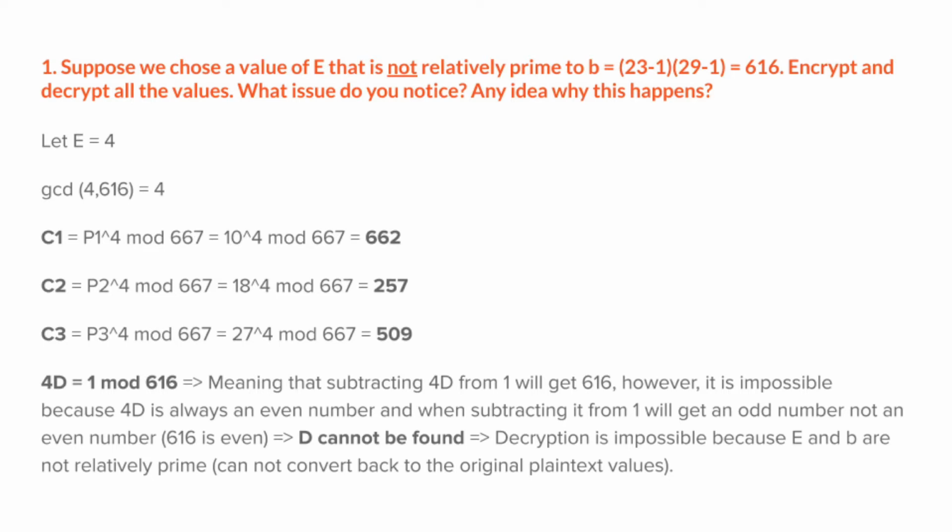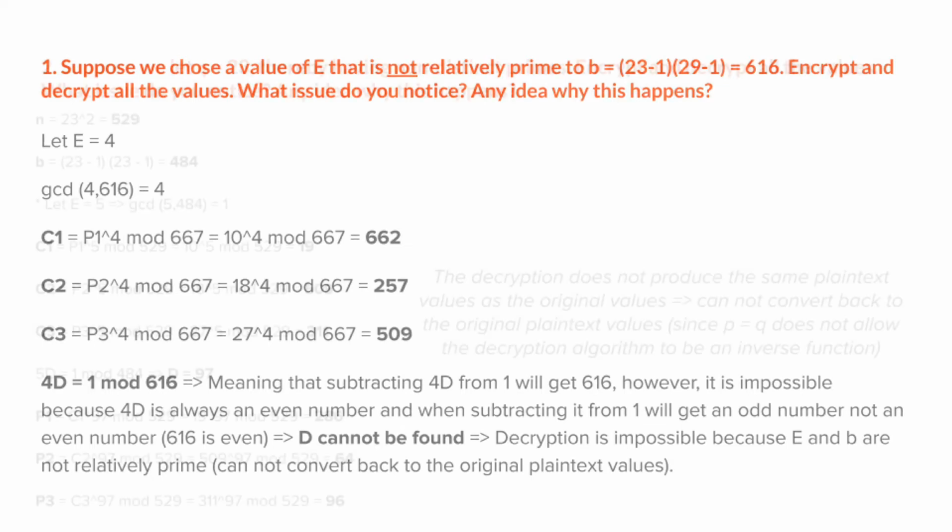Now, why is this? The equation to calculate D, E times D is equal to 1 mod B, derives from the fact that E is relatively prime to B, from the GCD of E comma B being equal to 1. Since this is not equal to 1, this inverse does not work, and that's why D is not possible to calculate. This is why the algorithm will not work if we choose a value for E that's not relatively prime to B.